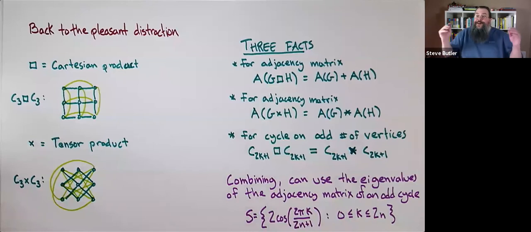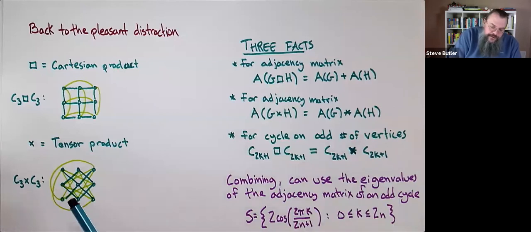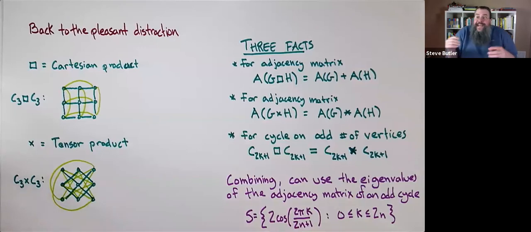And then there's this one beautiful fact. It turns out that if you have a cycle on an odd number of vertices, the Cartesian product is the tensor product. So, for example, these 2 graphs, which don't look that similar, are actually the same graph. This is the danger of when you draw pictures. It's hard to convince yourself that things are actually different because you get too stuck with the picture.